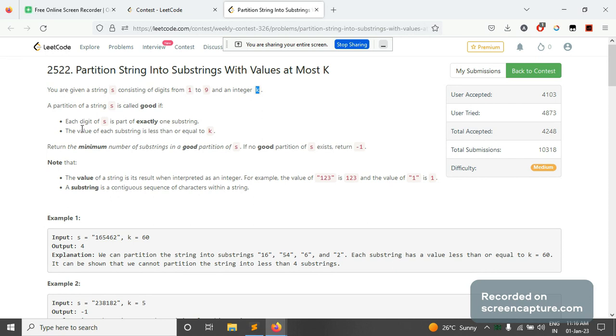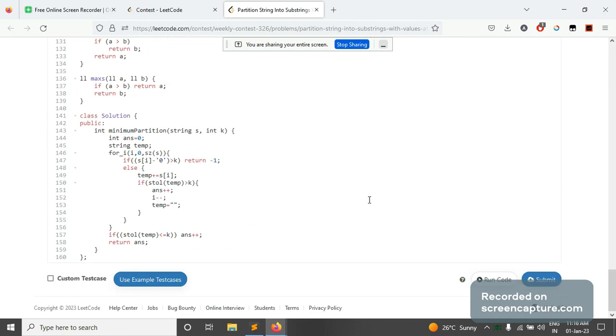We have to take different substrings from s, such that the numerical value of each substring should be less than k, and one character cannot be part of multiple substrings. It has to be part of a single substring. So the implementation that I have given is what I did.